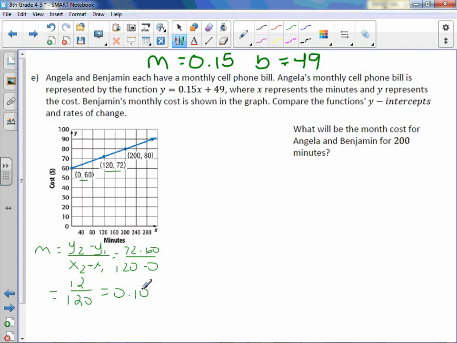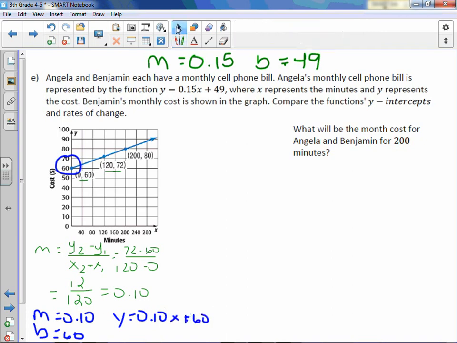Now, the y-intercept, I could plug into the point-slope formula like I've done before. However, I have a graph this time. I can actually visually see that my y-intercept is 60. So the slope is 0.10 and the y-intercept is 60, which means the equation is y equals 0.10x plus 60. Now let's compare.